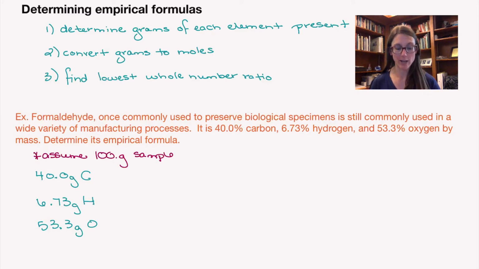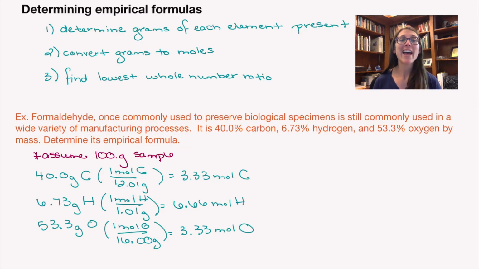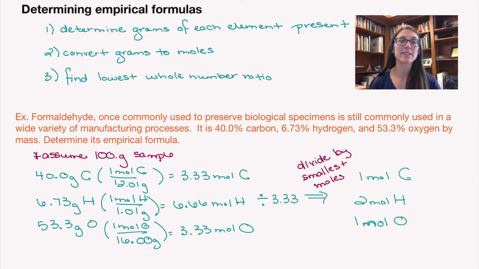From there, you'll convert from grams to moles. And once you have moles, whether you got there by dimensional analysis like I did or you used proportions, now you need to find the lowest whole number ratio. Easiest way to do this is to divide by the smallest number of moles. In this case, this is 3.33. Doing this gives you a 1 to 2 to 1 ratio, which allows you to write the empirical formula of CH2O. There you have the entire process, grams to moles to mole ratio.